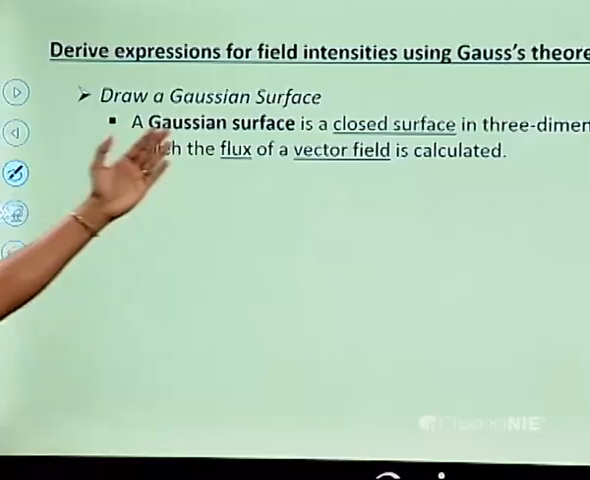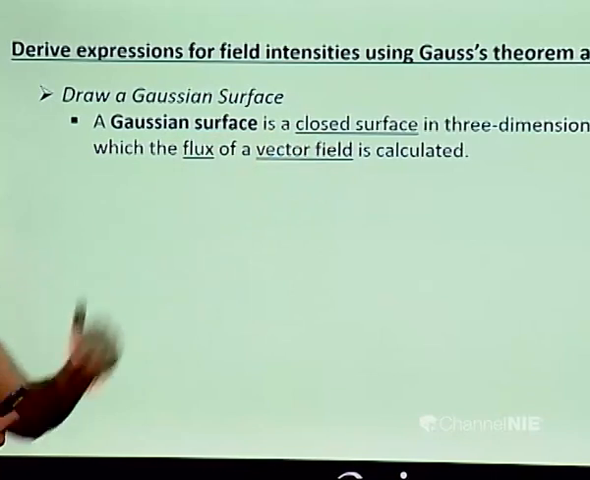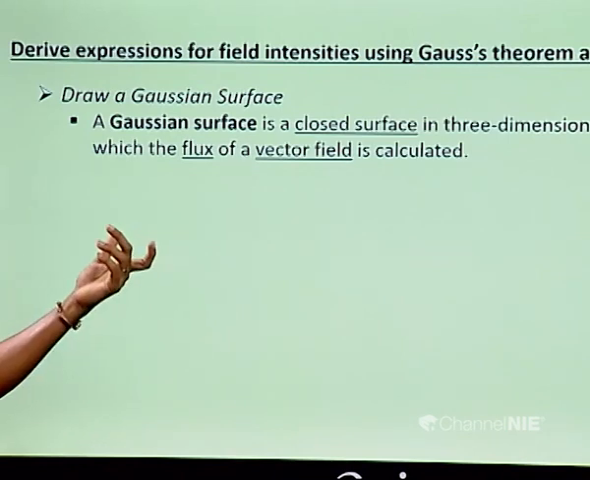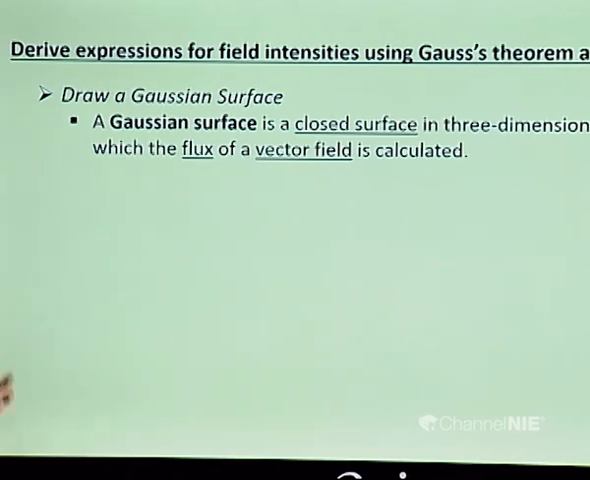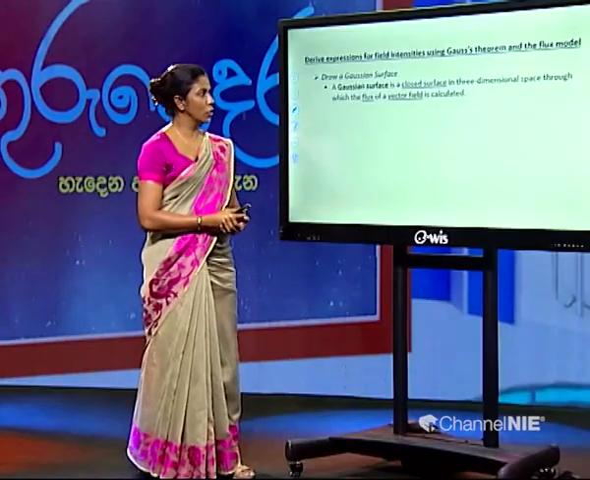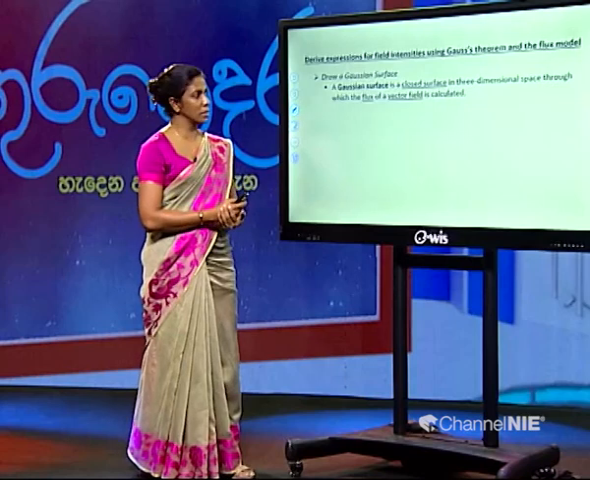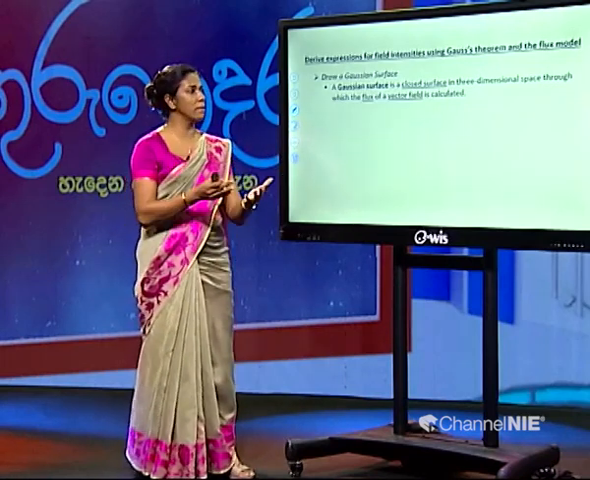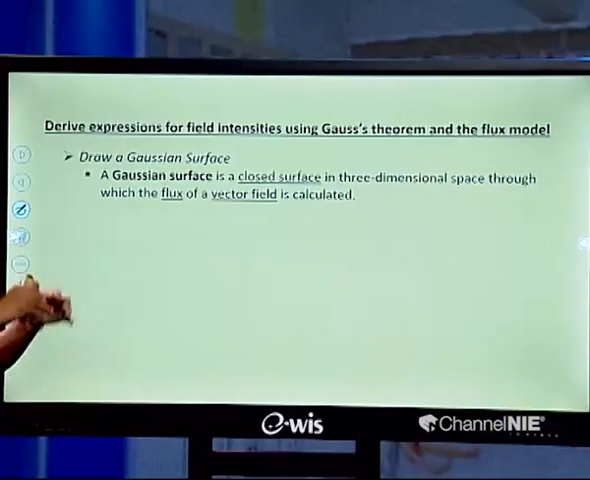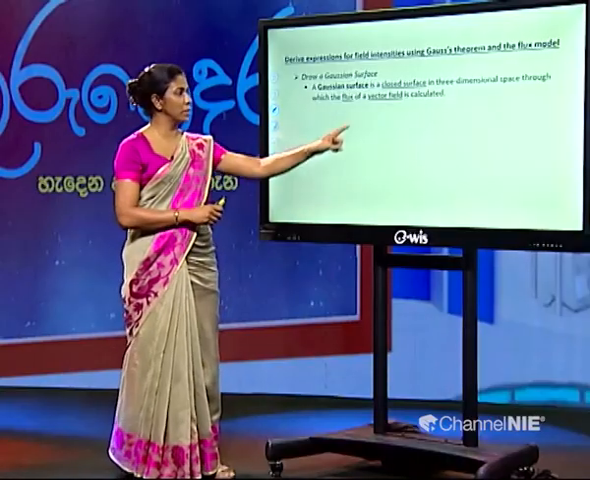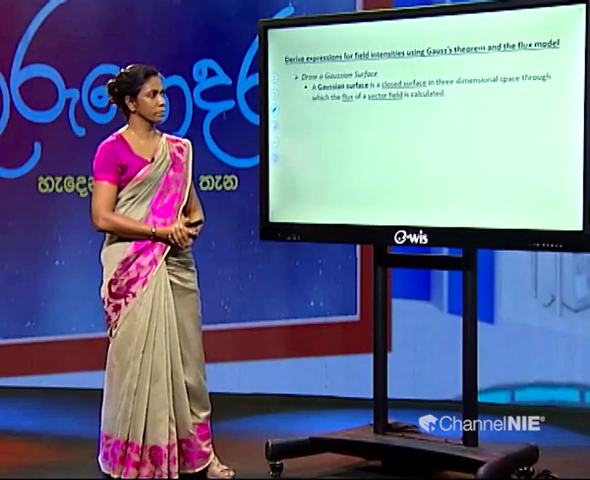We say a Gaussian surface is a closed surface in 3-dimensional space through which the flux of the vector field is calculated. The vector field in this lesson is the electrostatic force field. So when we draw the Gaussian surface, we have to draw it as a closed surface, in 3-dimensional space, inside the vector field, inside the electric field.